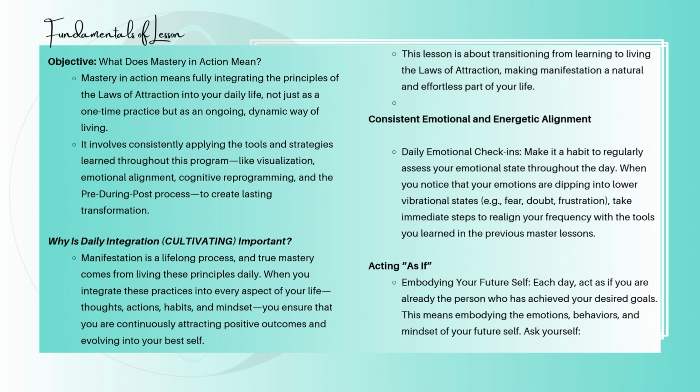This lesson is about transitioning from learning to living. Let me say that again. This master lesson, cultivation, is about transitioning because it's all about transformation. Transitioning from learning to living. I know we're constantly going to be learning new things throughout our lifetime, but there are some things we should have already learned. We are now living the laws of manifestation and attraction. We are making manifestation a natural and effortless part of our life.